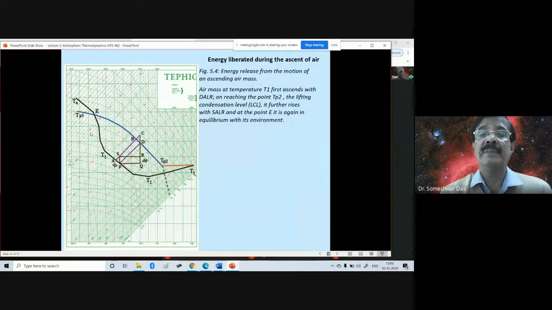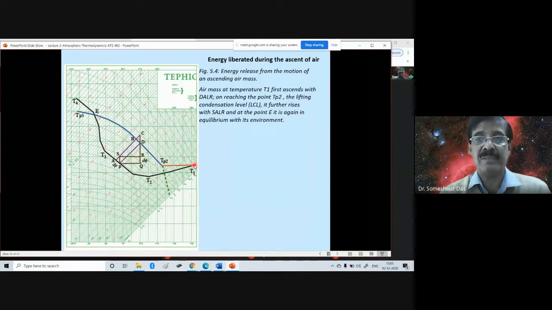Okay, so air mass at temperature T1 first ascends with a dry adiabatic lapse rate because this is dry, the air mass is not saturated at this point. Okay, and from this point onwards, as it goes up by some external force, which can be convection, which can be mechanical lifting because of the presence of a topography, hill, slope, etc. When it is lifted mechanically or through convection, then because it is dry, it will lose its temperature at the rate of dry adiabatic lapse rate.